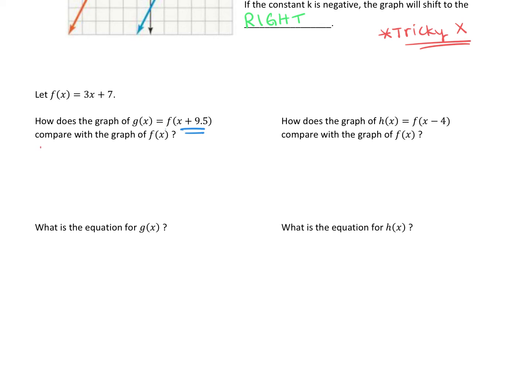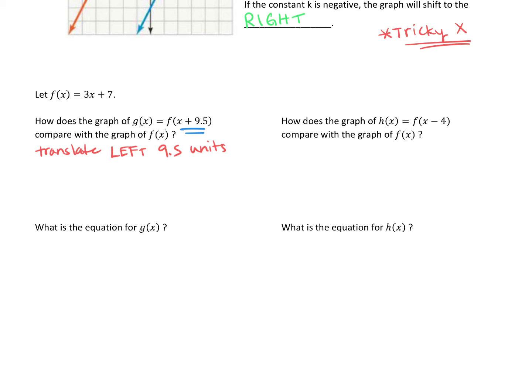So we are going to shift or translate to the left 9.5 units. That's how it compares. It's just going to do a horizontal shift. And then what is the equation for g of x? We can work that out.